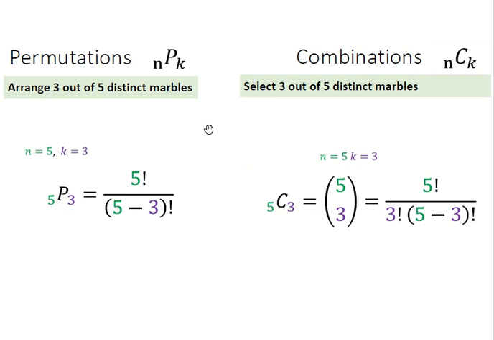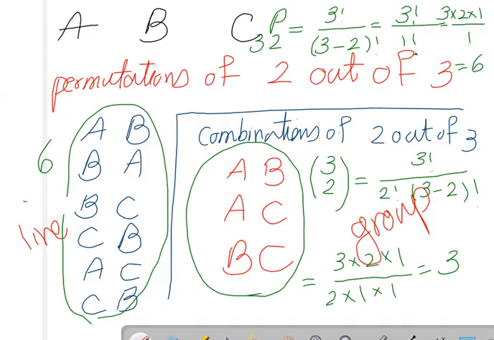Again, look at this example. Arrange 3 out of 5 distinct marbles. So here select 3 out of 5. Select is a keyword for combinations, and arrange is a keyword for permutation. It shows order is important here, and here order is not important. But n is 5, k is 3 in both of them. Okay.